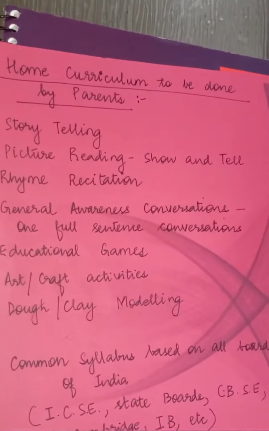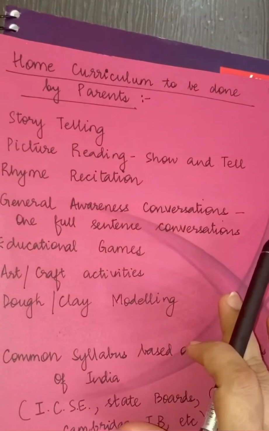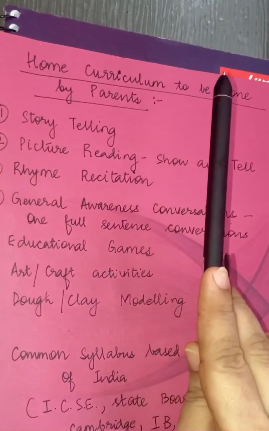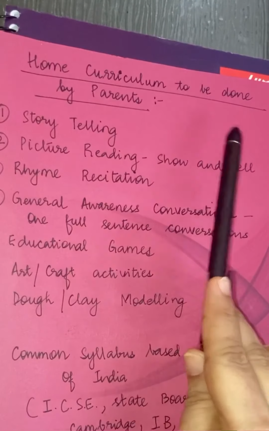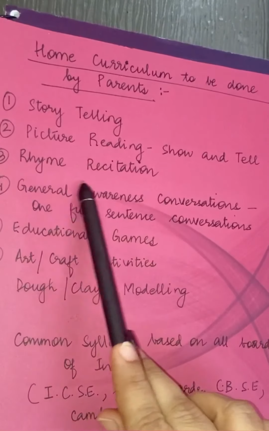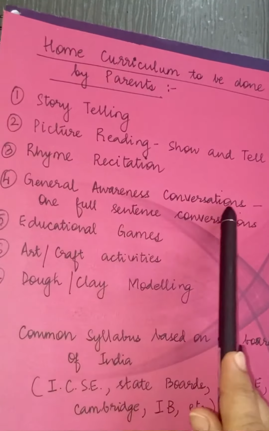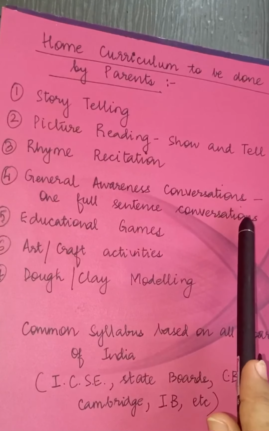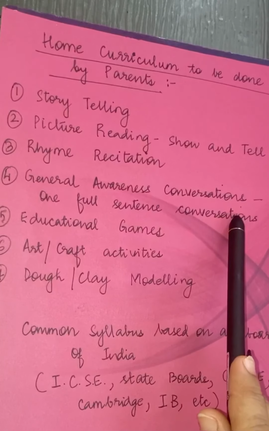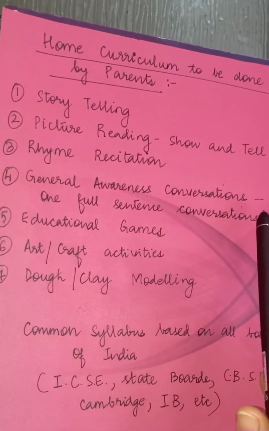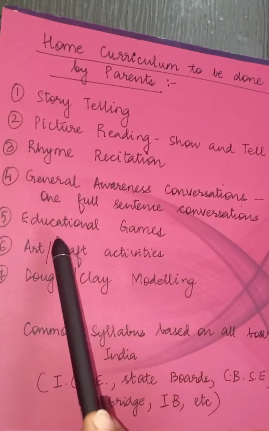Then we have the basic things. They also ask the parents to teach various things, basically through storytelling, picture reading, show and tell, rhyme recitation, general awareness conversations, one full sentence conversations. Like when you ask the question, what is your name, the child should be able to answer in a full line, my name is Arohi, so and so.